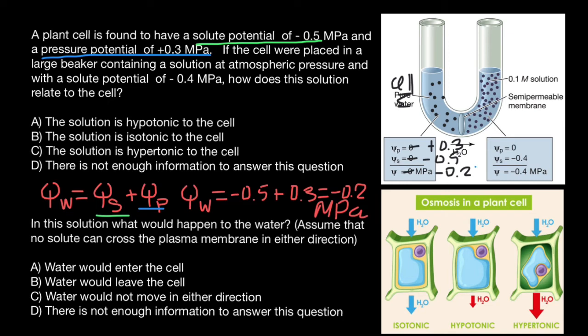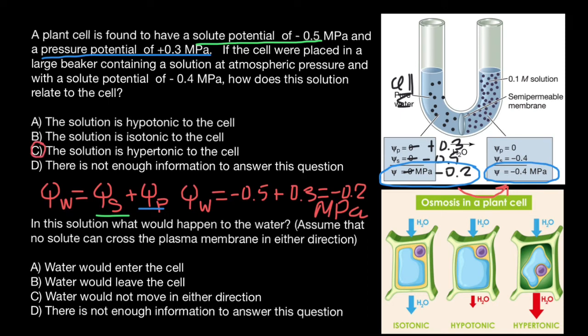Here we compare water potential of the cytosol inside the cell and solution outside the cell. And we see that outside the cell, water potential is more negative. So that means that water would flow from the cell to the outside of the cell. And for the cytosol of the cell, solution outside of the cell would be hypertonic. And this is answer C.